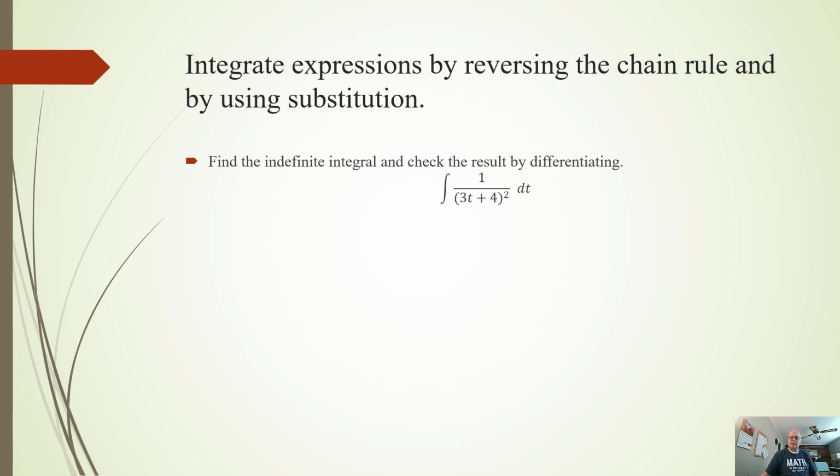Let's move on to the next one. In fact, maybe you want to hit pause. See if you can do it by yourself. Okay, you're back. Well, let's get this rolling here. Let u be the 3t plus 4. That's the inside function. That should sound familiar. So du would be 3 dt.